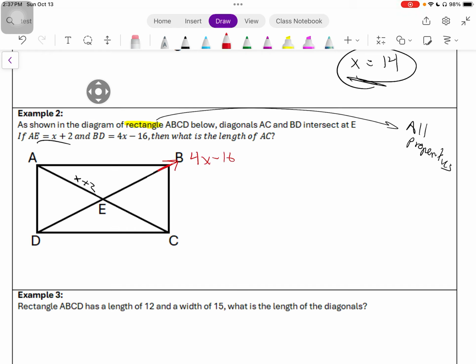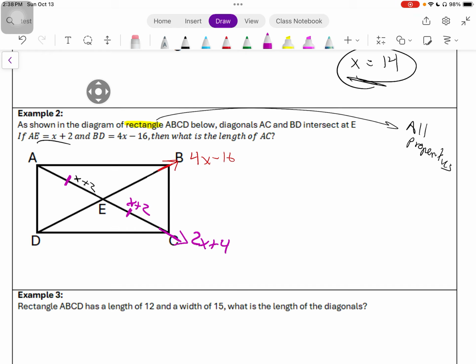So we have to use two properties here. We have to use one from parallelograms, that diagonals bisect each other. So I know that if this side is x plus 2, this side is also x plus 2, which makes this whole thing, if I add these two together, 2x plus 4. So that's the diagonals bisect each other from the parallelogram.